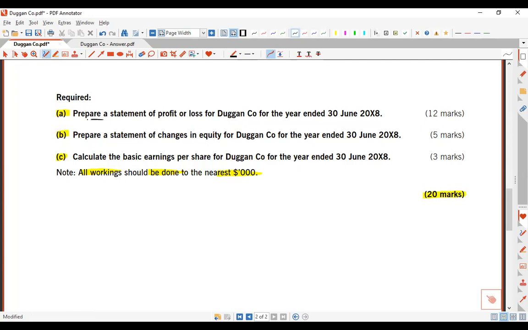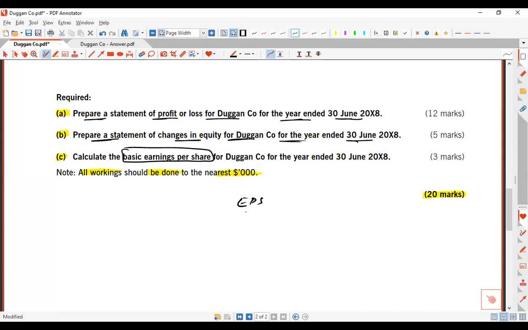Requirement A, prepare a statement of profit and loss for D company for the year ended 30th June 2008. Prepare a statement of changes in equity for D for the year ended 30th June 2008. And the third requirement is to calculate the basic earning per share.